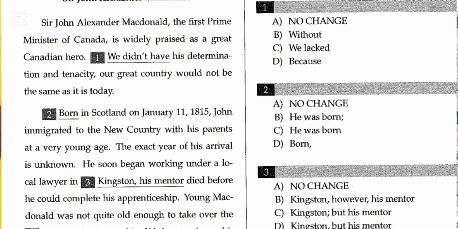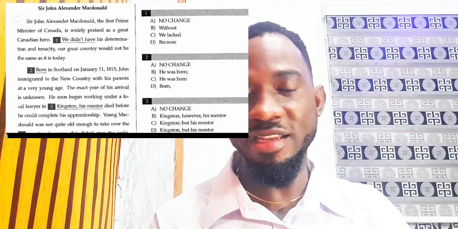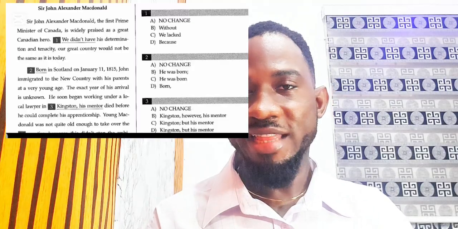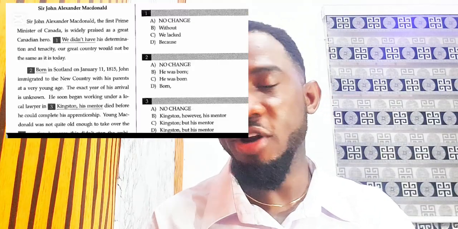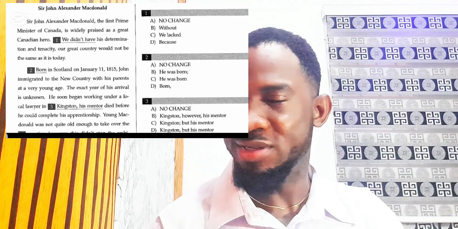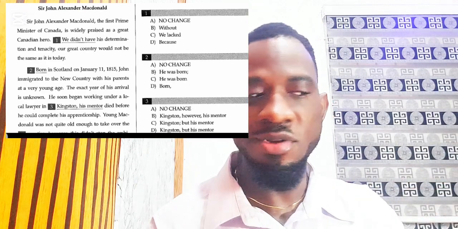So he soon began working under a local lawyer in Kingston. His mentor died before he could complete his apprenticeship. This is giving you one kind of run-on, obviously. The kind of run-on that doesn't give any punctuation mark between two complete ideas. So we have two complete ideas, in other words, and we have the transition in the middle. So obviously option B is wrong in that way, right?